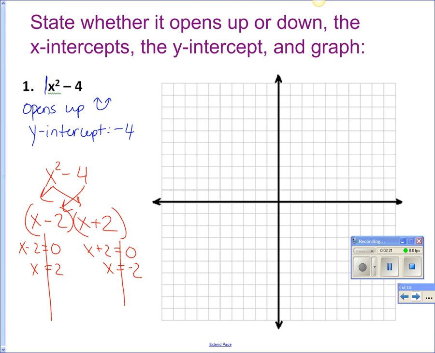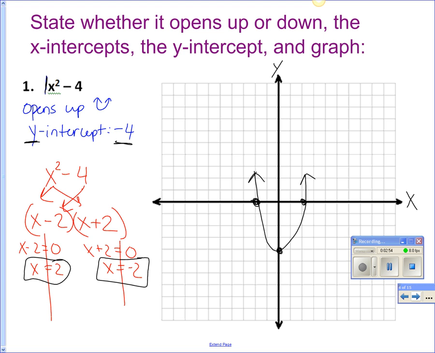All right, so on the graph first, let me put the y-intercept at -4. So this is the y. So I'm going to go down 1, 2, 3, 4, -4. And the x crosses at 2. So this is the x at 2 and at -2. We said that it opens up because the front number was positive, so it makes an up U.